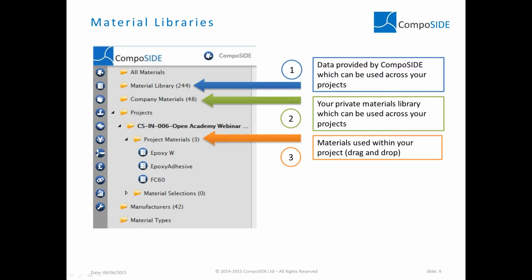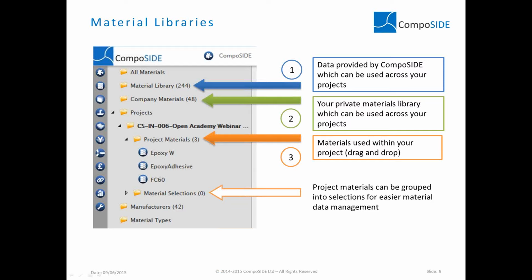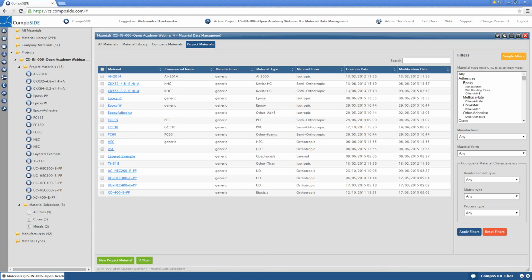The workflow, how it works, we are going to show in live just now, and Ola is going to switch. Sorry, I forgot one more thing. Ola just reminded me. We also provide one more functionality, which is allowing you to organize your materials in projects. We call it material selection. So this allows you to group materials, and Ola is going to show this functionality right now in CompoSIDE.